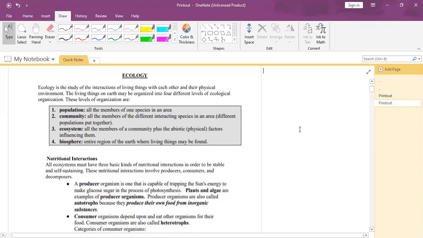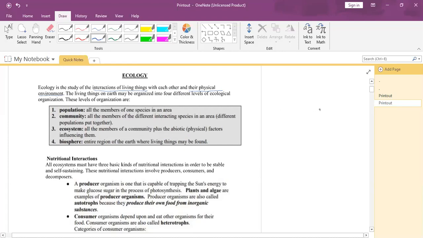So basically, ecology is a study of the interactions of living things with each other and their physical environment, right? So we're talking about interactions here, living things with each other and their physical environment, okay? The living things on Earth may be organized into four different levels of ecological organization. These levels are one, population. When we say population, we're talking about members of one species in an area.